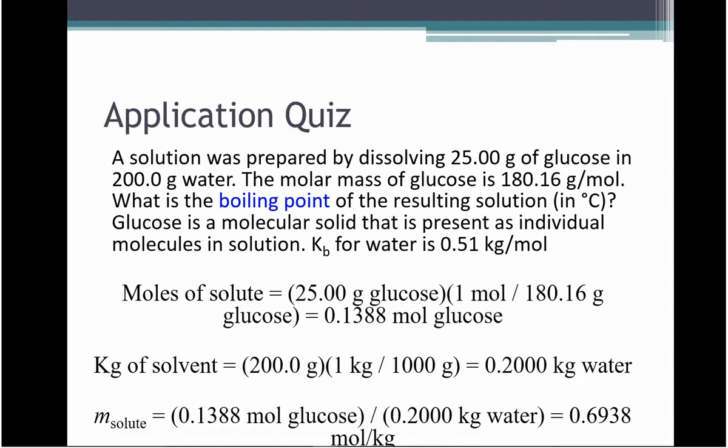To find moles, you're going to take the 25 grams, use the molar mass to find the 0.1388 moles of glucose. To do kilograms, you're going to take the grams of water, divide by 1,000 to get 0.2 kilograms of water. So the molality is the moles per kilogram, or 0.6938.